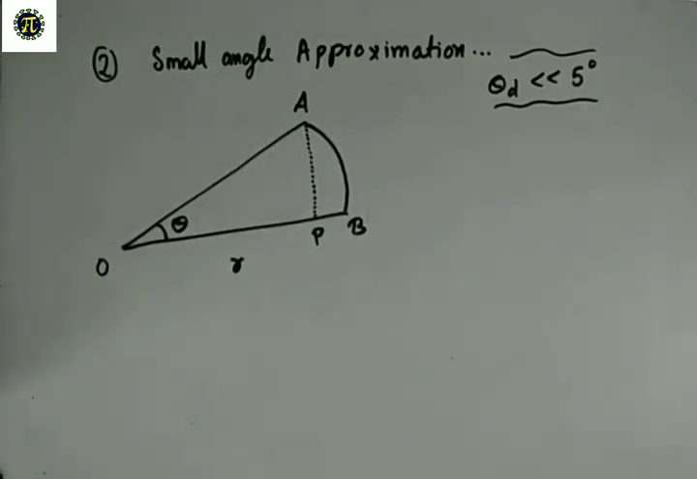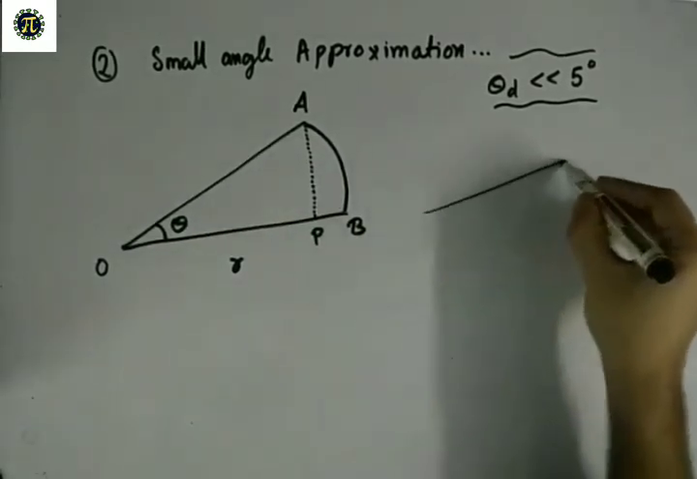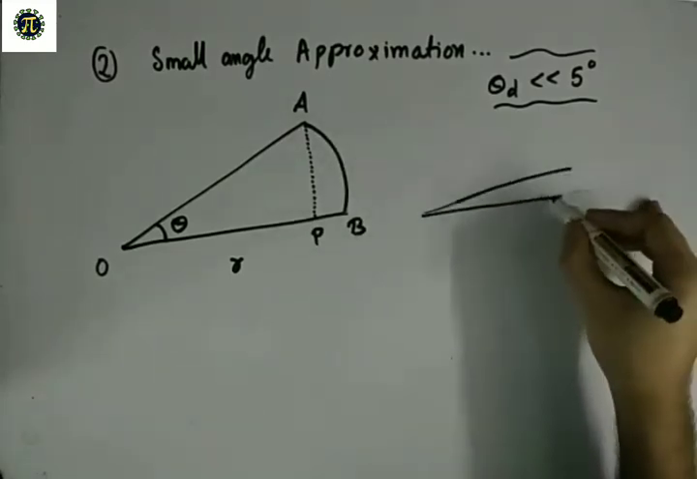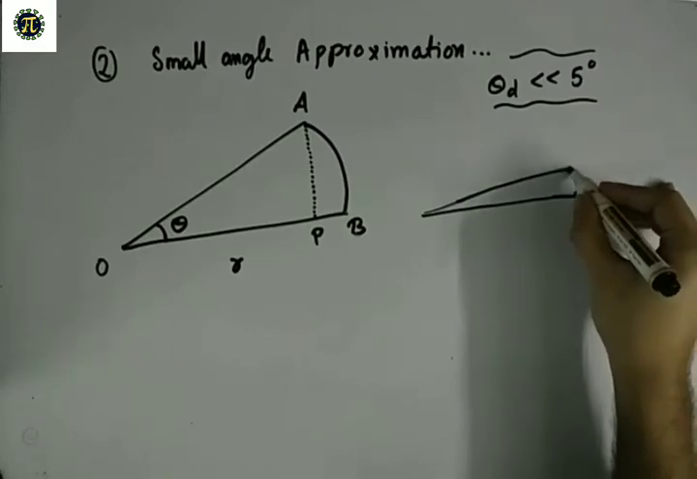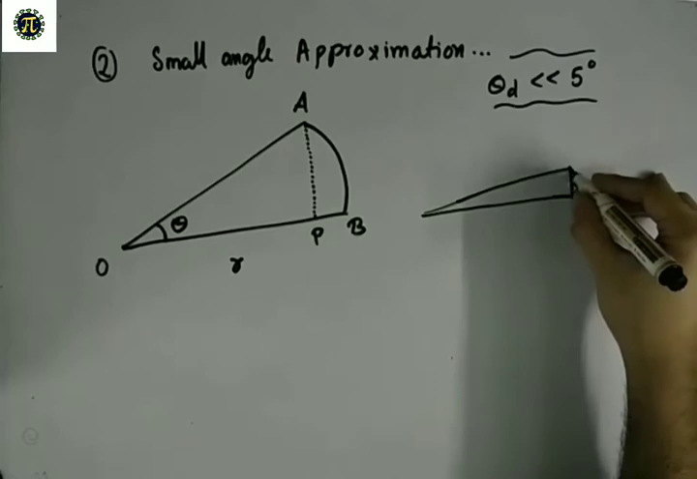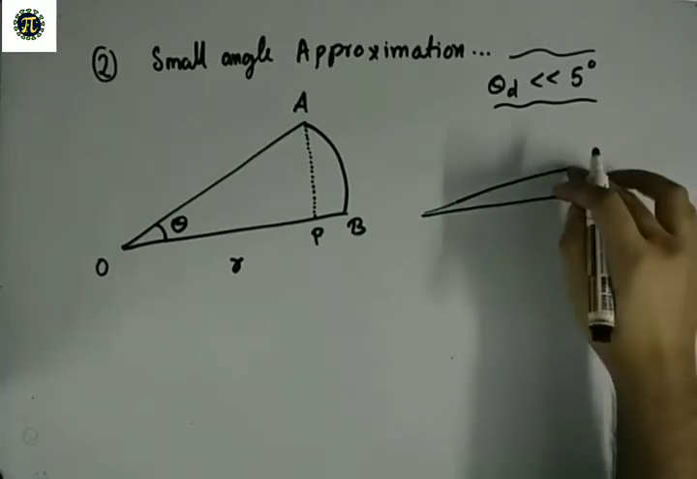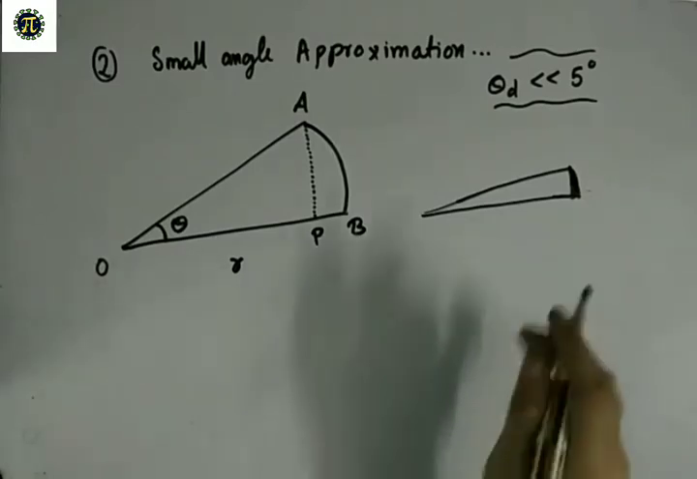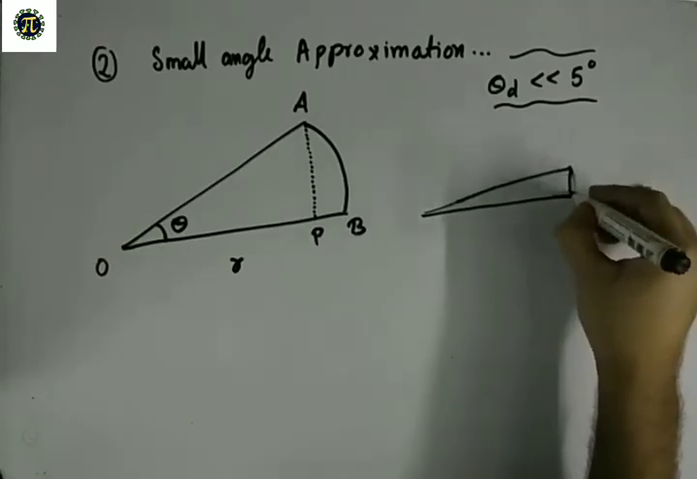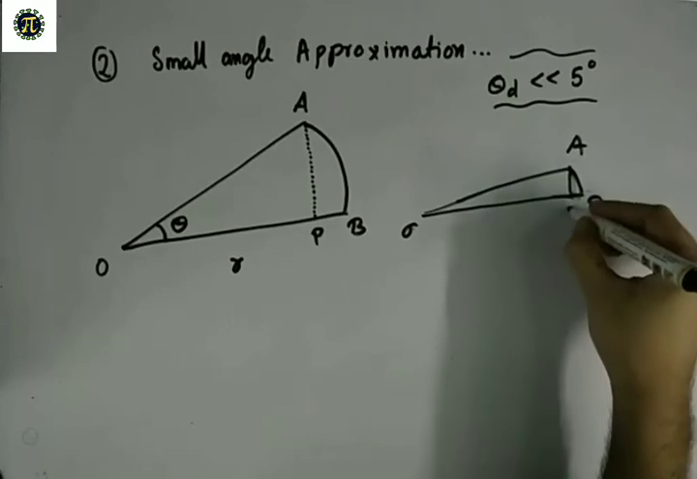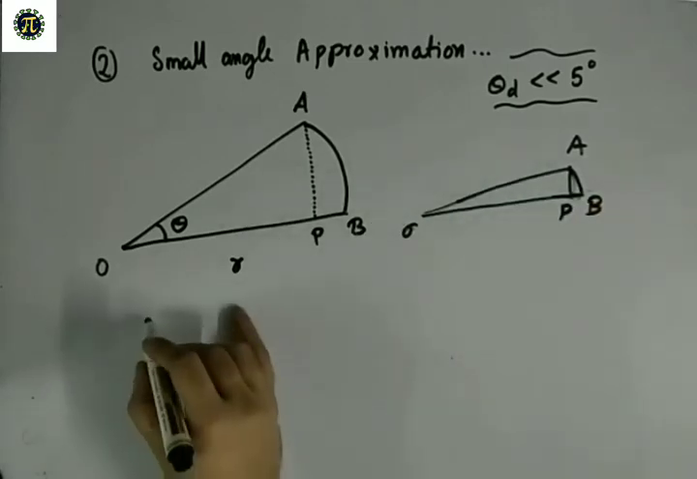Let's see if the angle is very small. I will draw one more diagram. If the angle is very small, this is a sector of a circle, and if I drop a perpendicular here, it will look kind of like this, right? There are some approximations that we want to use in this scenario. Let's say this is O, A, B, and P again.